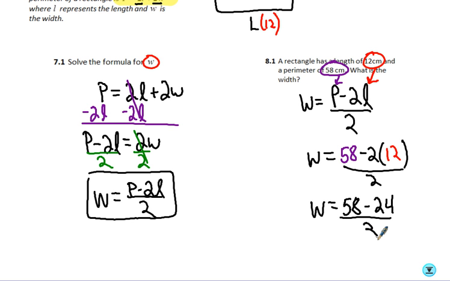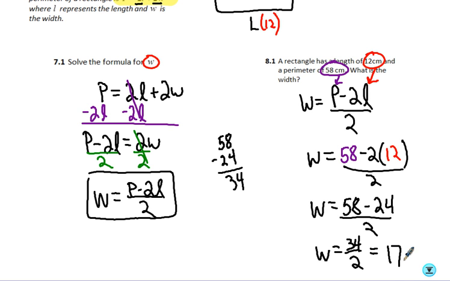And then 58 minus 24. And I would say this, in general: this isn't a mental math class, so if you're not quite sure about something, there's nothing wrong with ever just going to the side and doing some scratch work. So that would be 34 divided by 2, which would be 17. So that means our answer there would be 17 centimeters.